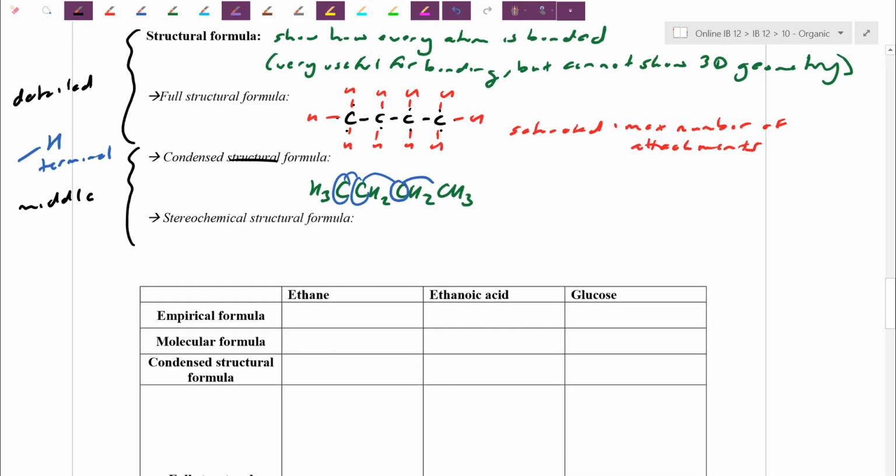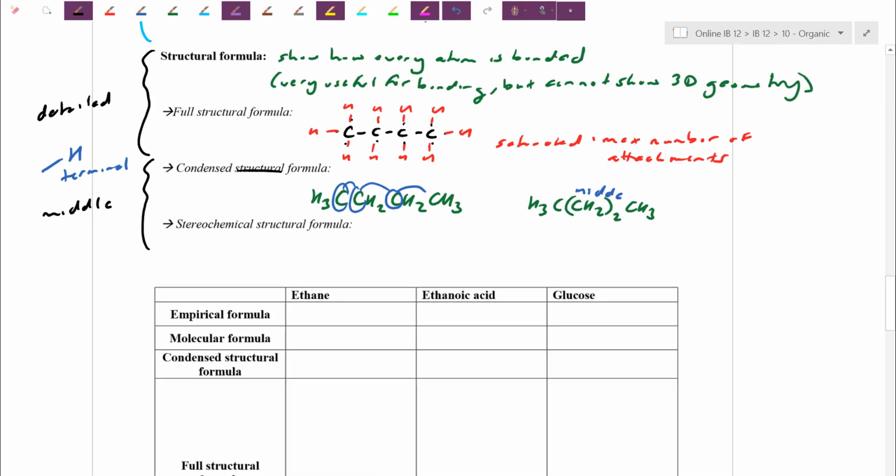You can even condense that a little bit more. You can write H3C, CH2. Because the middle 2 units are the same, I'm going to double that unit, and then we're going to have CH3. This is the homologous series here: if it's a CH2, that means it's the middle of the chain.